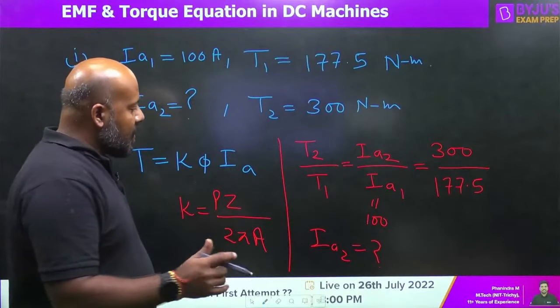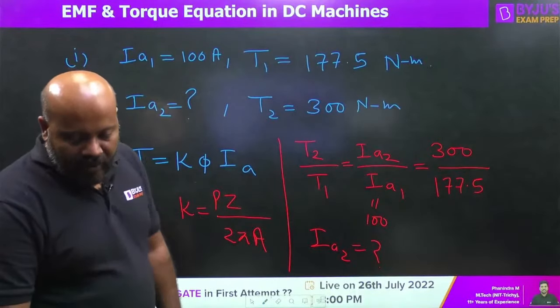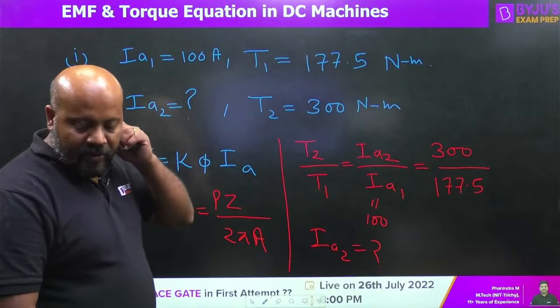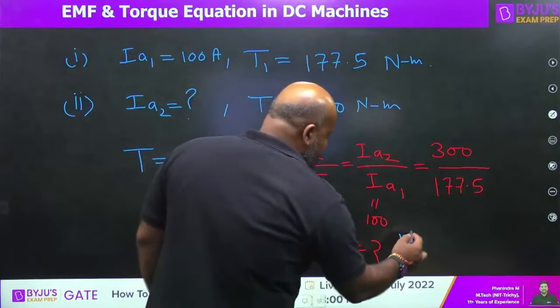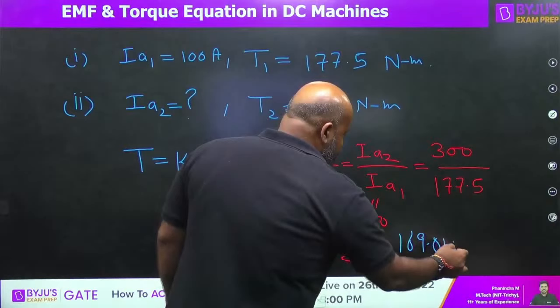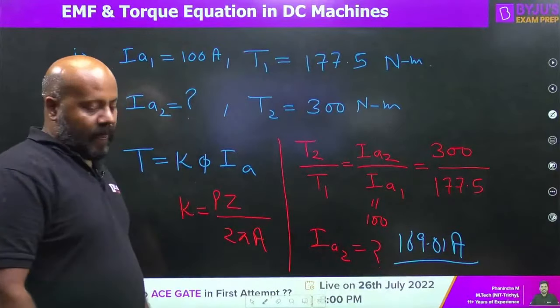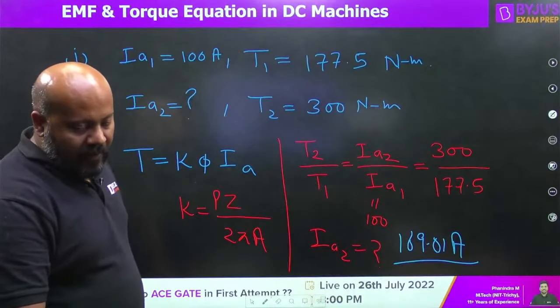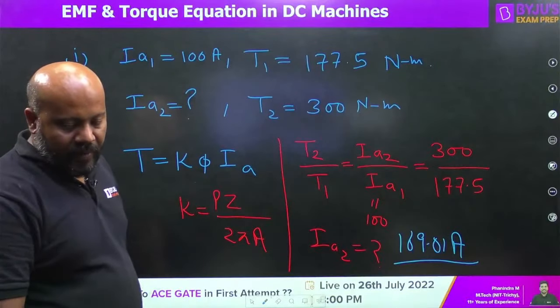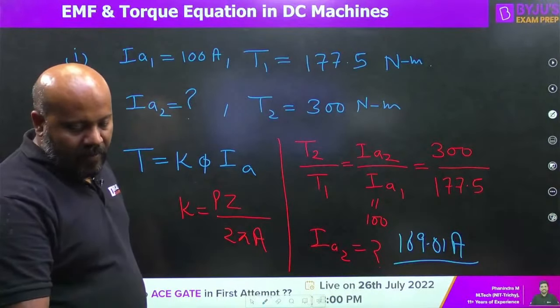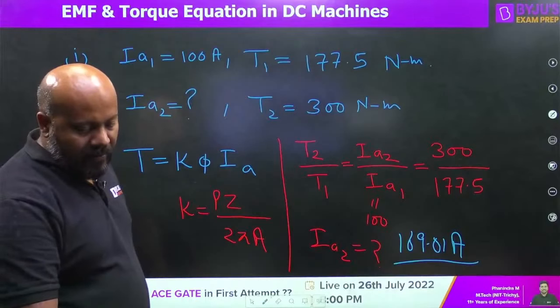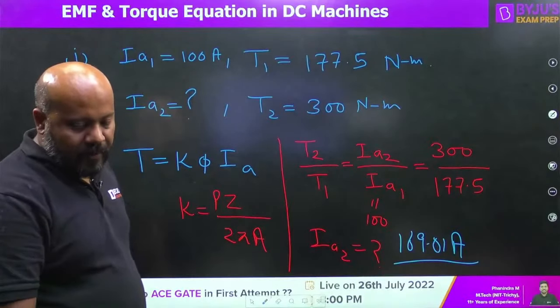Is it clear? What is the current value you are getting in the second case? As per my reference, it should be coming as 169.01 amperes. Now, if you have the current value, very easily you can find the speed. Yes or no?